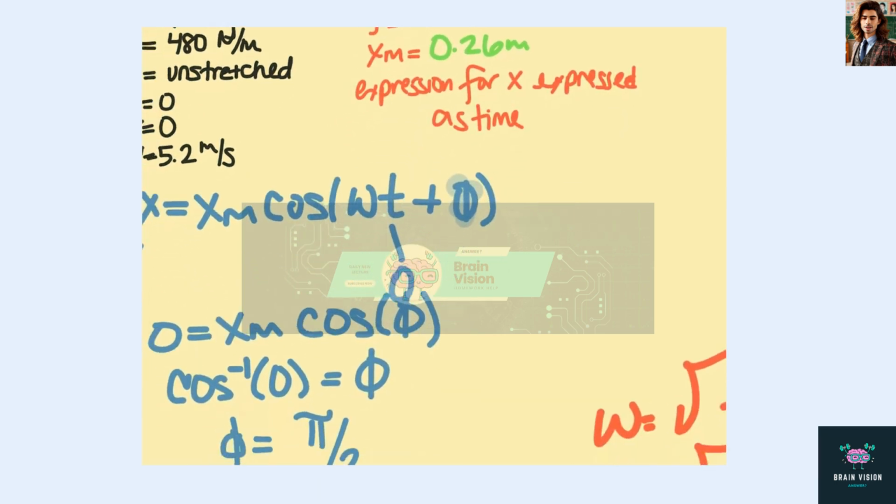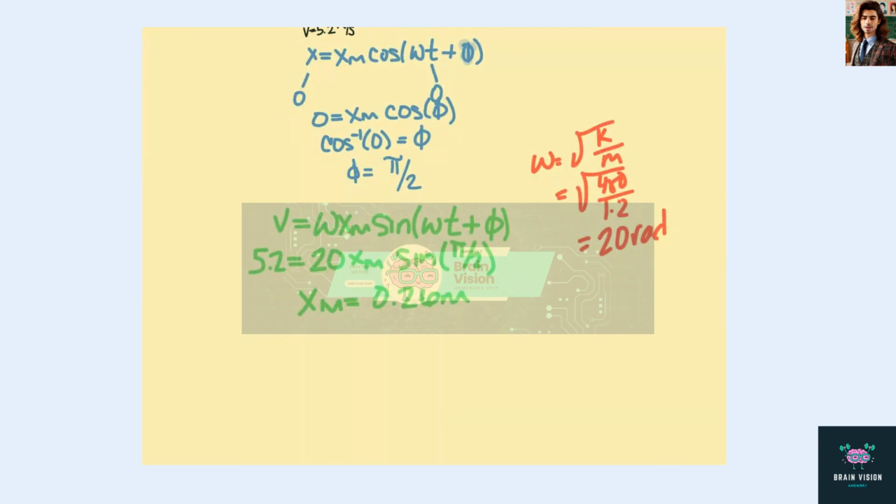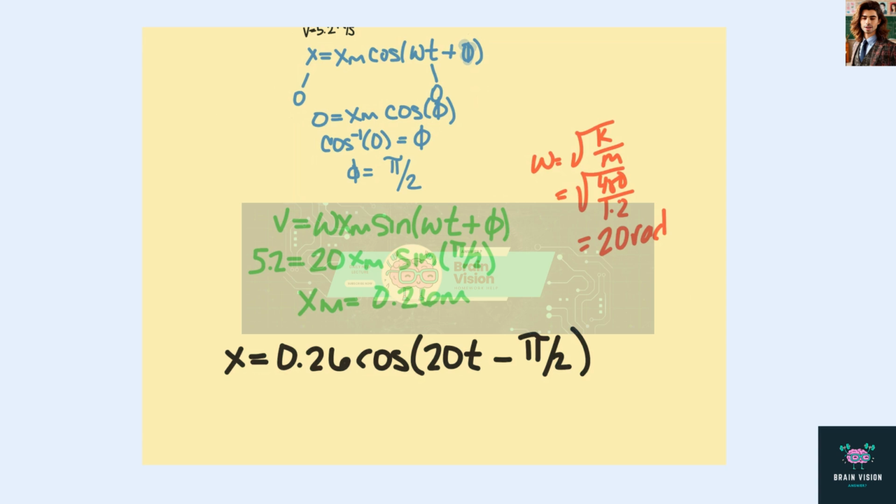And then the last thing we're asked to do is to write this in terms of time. So we have x equals 0.26 cosine of 20 times t minus pi over 2. And that would be our expression.